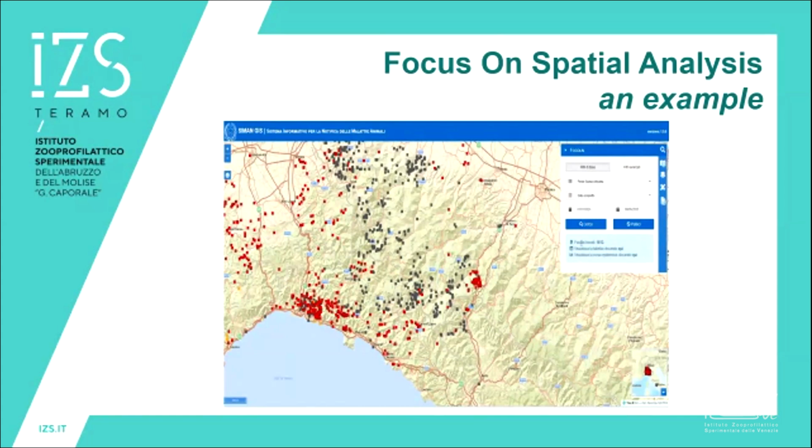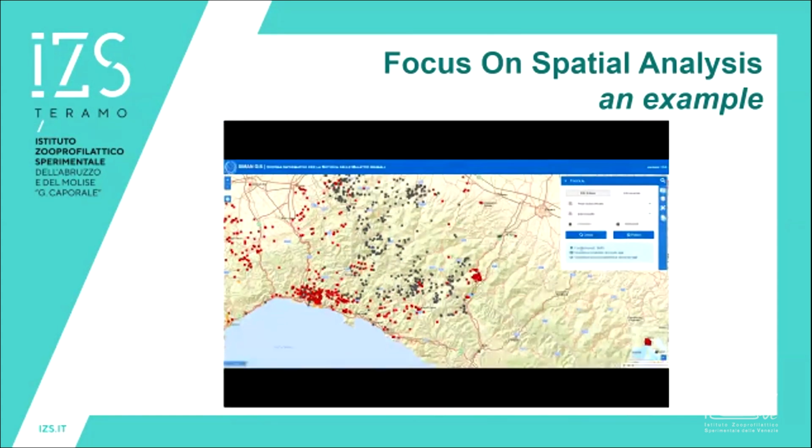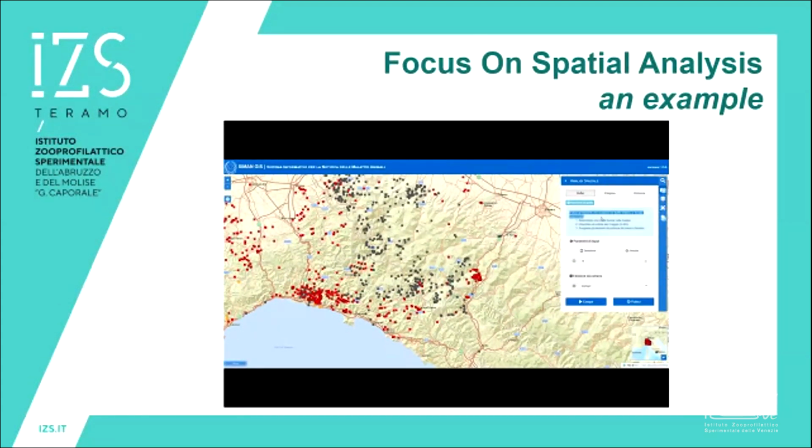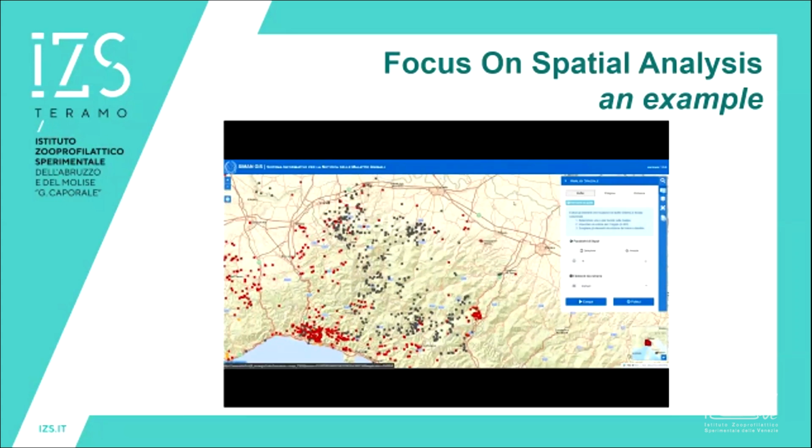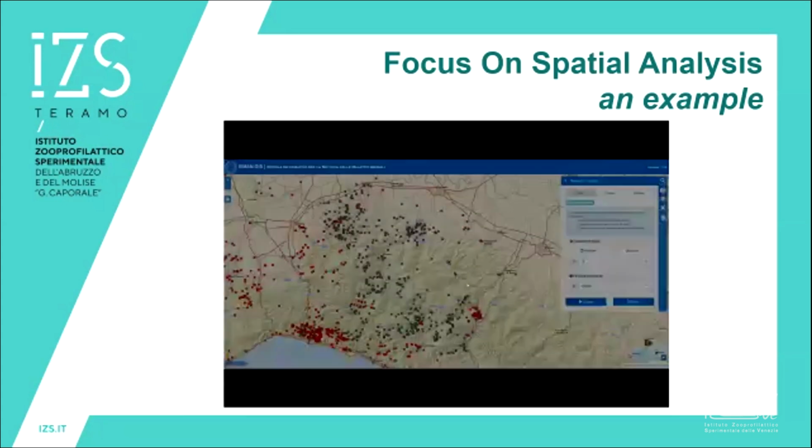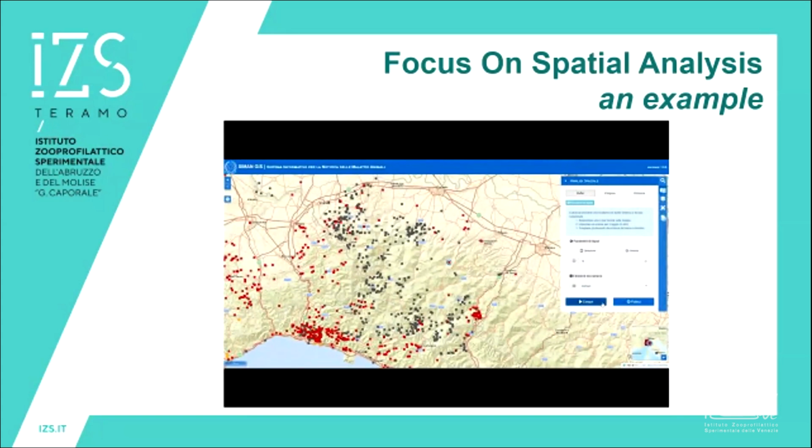This is as an example. These are outbreaks of African swine fever. So you can select the outbreaks, and from the outbreaks you can select a buffer, which helps to select municipalities. And of course, it's guided. These procedures are guided in small procedure steps to let these tools be more user-friendly.